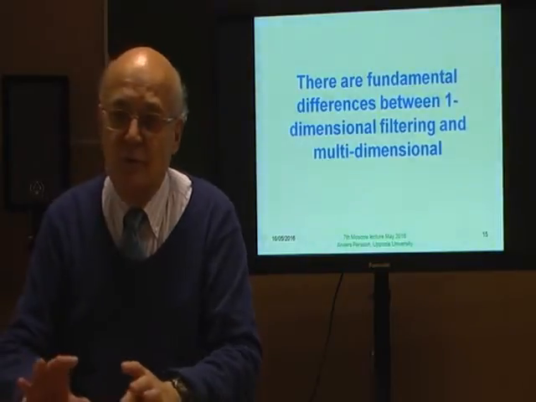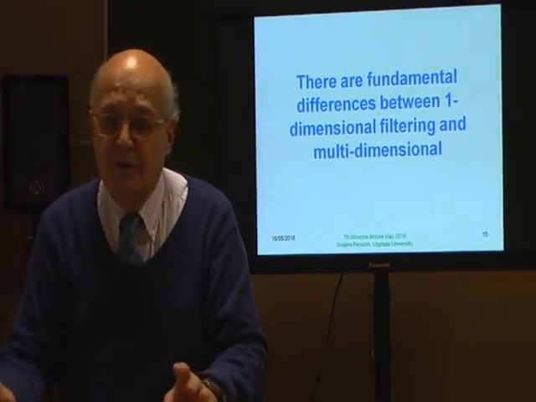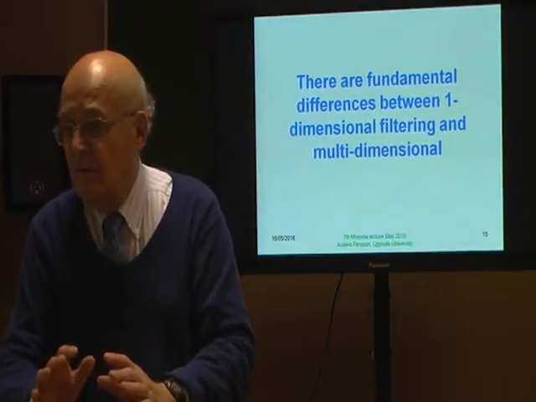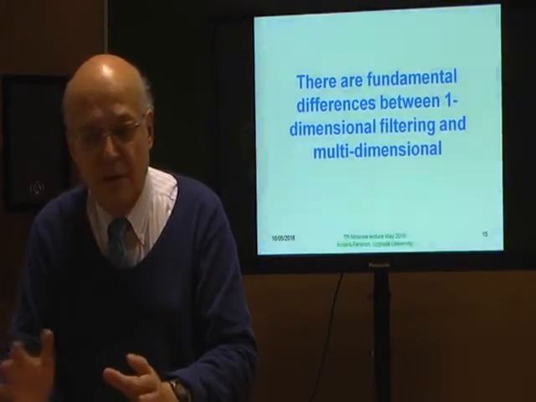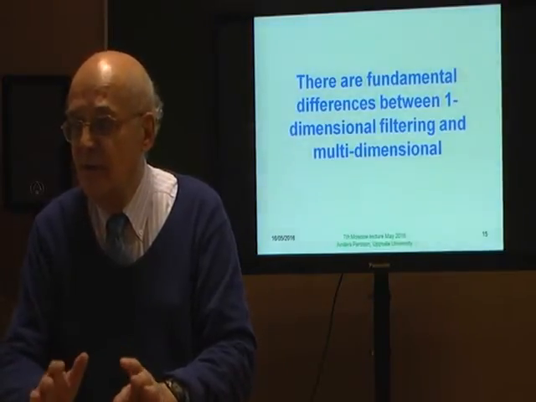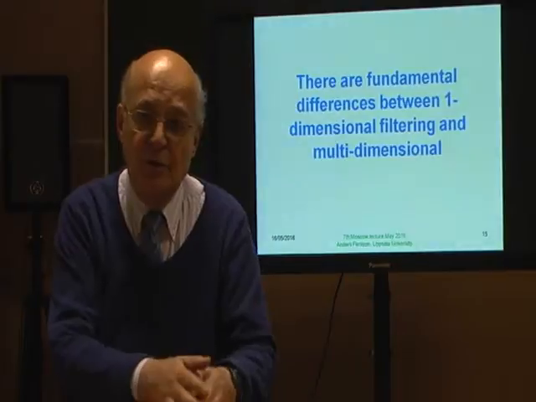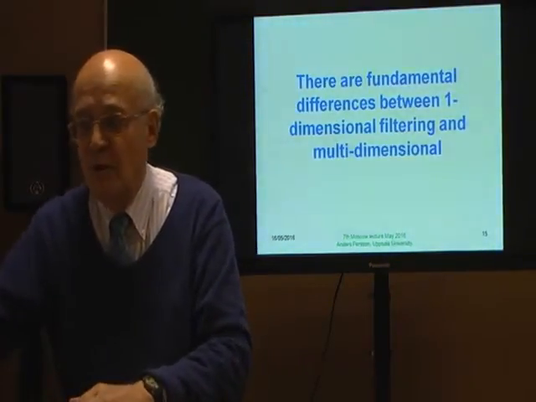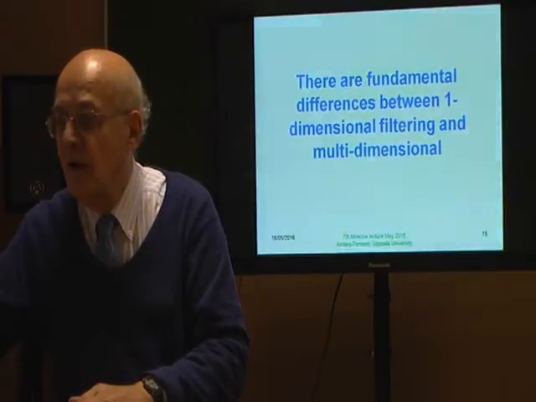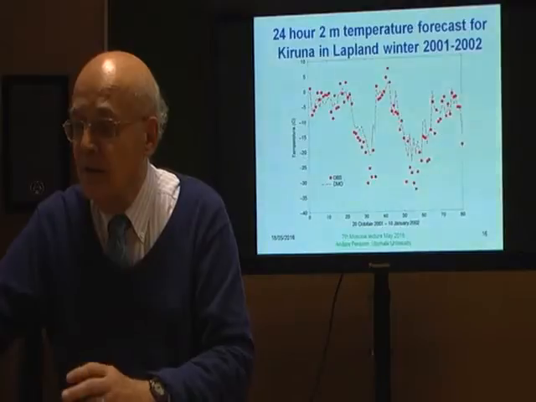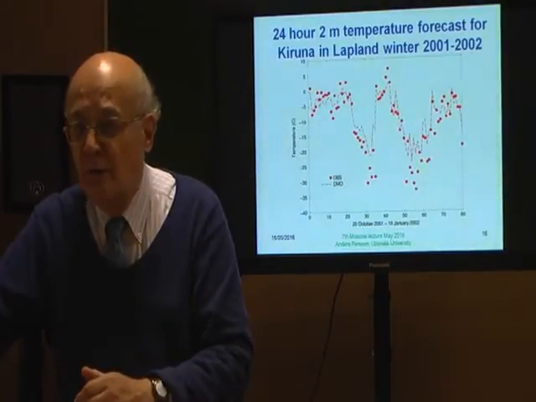This was now a two-dimensional A plus B times the forecast equation, and you can have 3 dimensions or 4, and there's a fundamental difference between the first approach, where you just have a mean error, compared to these 2 or 3 or 4 or multi-dimensional systems. Now I will show that with an example from Lapland in the winter 15 years ago.